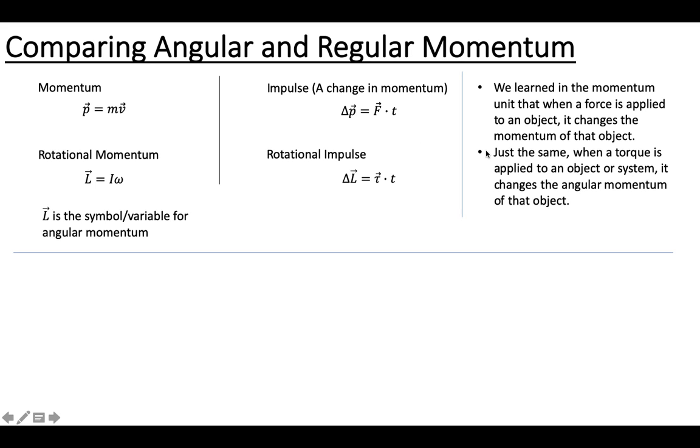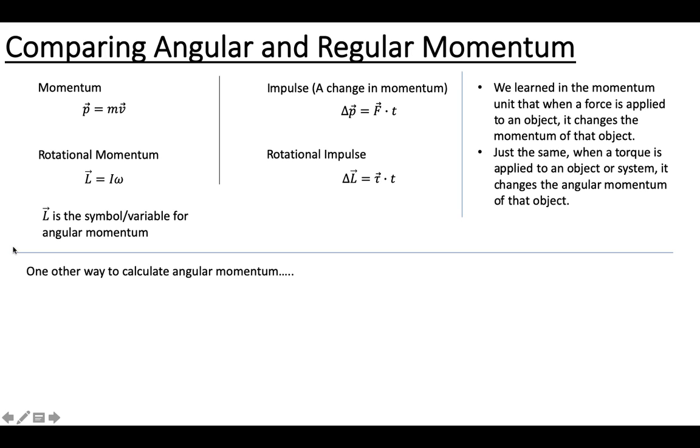Also, just the same. So we learned in the momentum unit, when you apply a force, you change the momentum, and it's the same thing over here. When a torque is applied to an object or system, it changes the angular momentum of that object. We just add that word angular because now we're talking about things moving in a circle, but it's the same idea. If you apply a force or you apply a torque, then you're going to change the momentum of that object. Torque just means it's going to start moving in a circle.